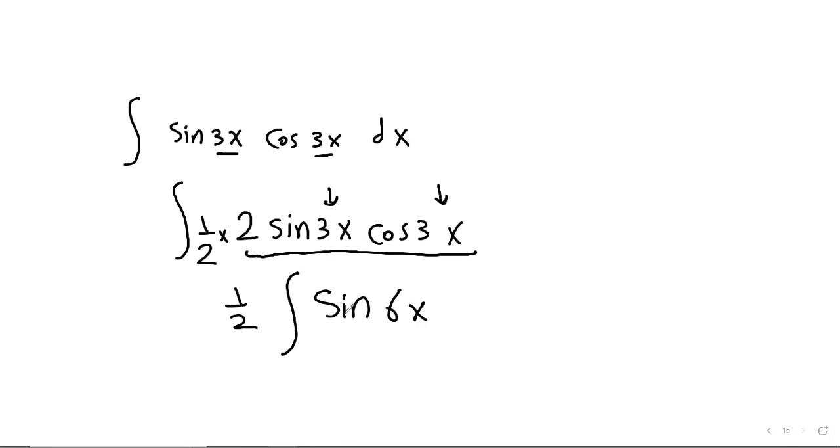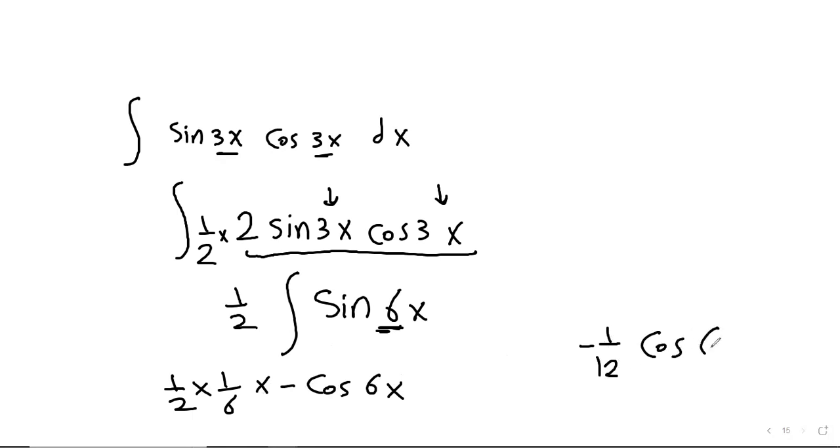So we have here half, and we want to find the integration of sine 6x. The integration of sine is, sorry, negative cosine. And what about this half? Leave it. And here you write negative cosine 6x divided by the coefficient of x. So it will be 1 over 2 multiplied by 1 over 6 multiplied by negative cosine 6x. So it will be negative 1 over 12 cosine 6x. That's it.